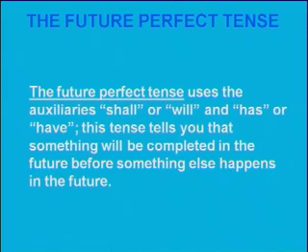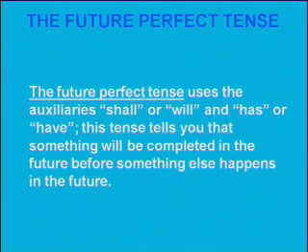The future perfect tense uses the auxiliaries shall or will and has or have. This tense tells you that something will be completed in the future before something else happens in the future. So read that carefully. We've got two auxiliaries. For the future, we've got the auxiliaries shall or will. And then for the perfect side of it, we've got has or have.